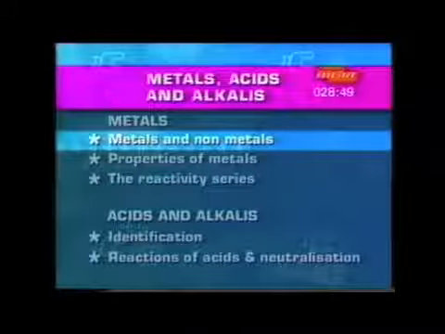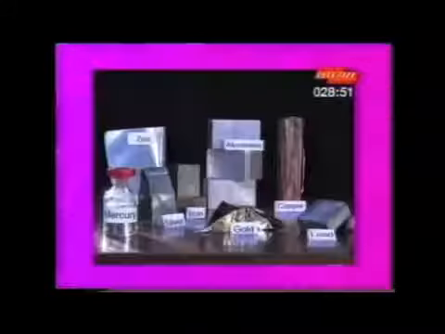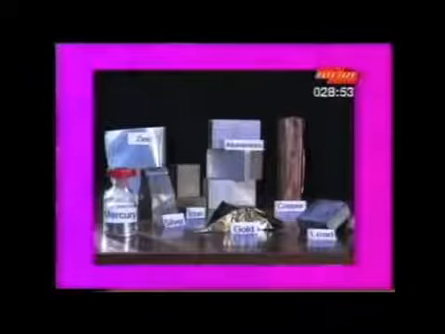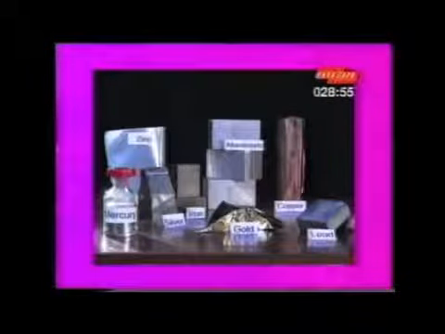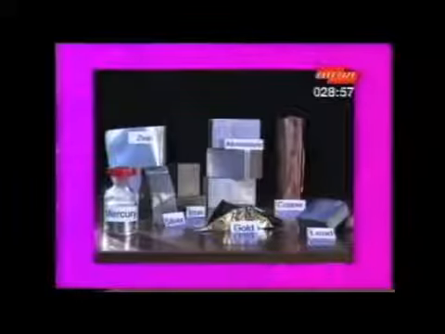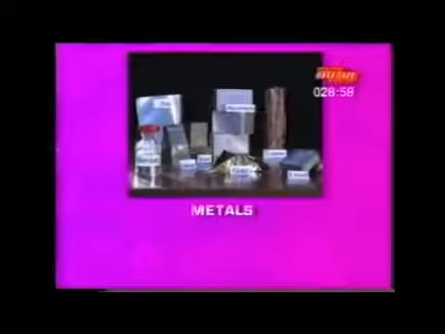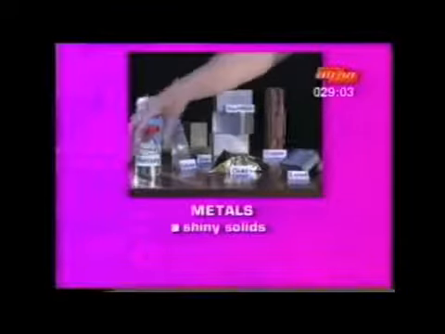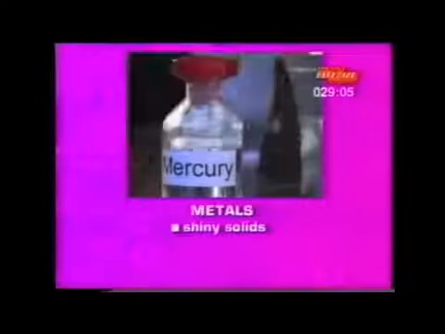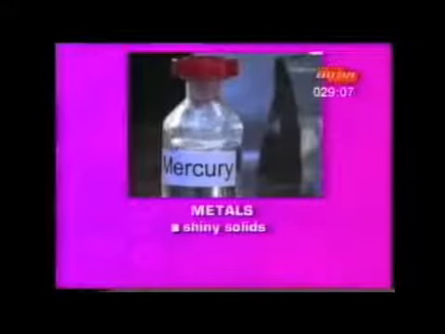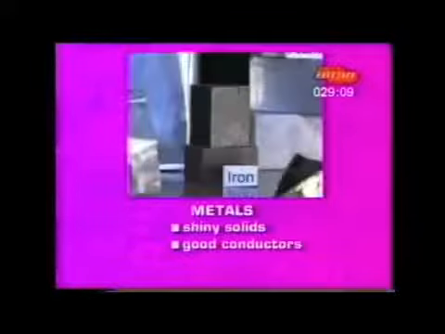But be warned, don't just rely on physical properties alone to sort out metals from non-metals. All elements can be divided up into two groups, metals and non-metals, and each of these groups have similar properties. This group is metals. We can see they are all shiny solids at room temperature, except mercury, which is a liquid. They're good conductors of heat and electricity when solid or liquid.